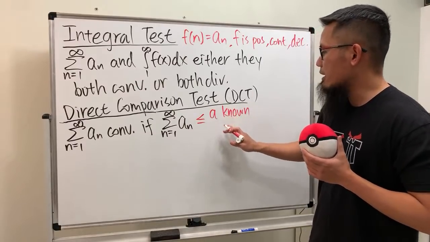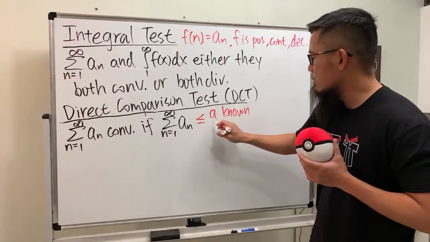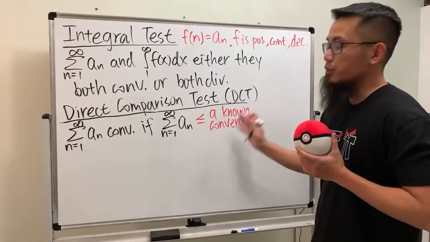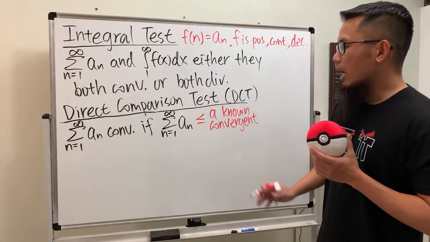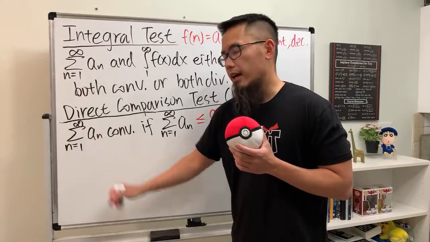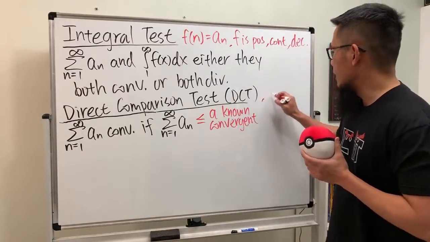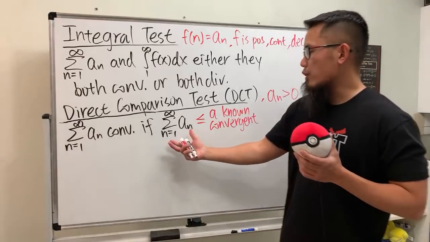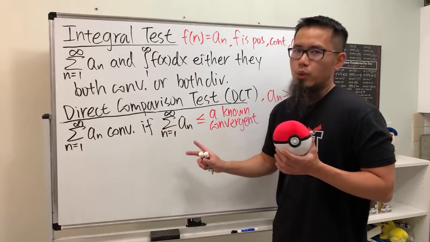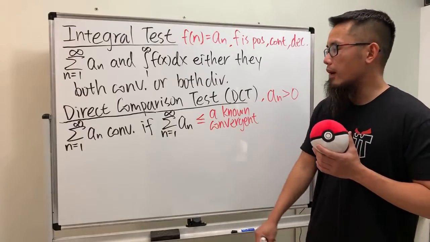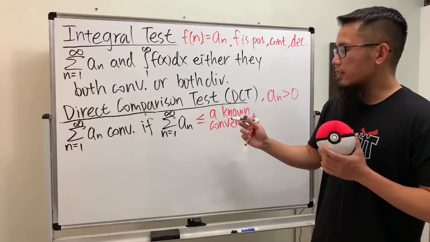So I will just put this down as less than or equal to a known convergent series, all right? And we do have a small thing to mention. Right here for the an, we have to make sure that an are positive. So I will just write this down right here for you guys. With that being said, there's no way for us to end up with negative infinity whatsoever. So with this condition, we can be sure that won't happen, all right? So that's the first version.